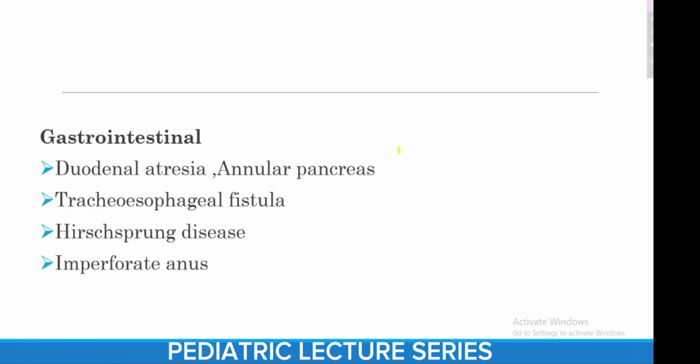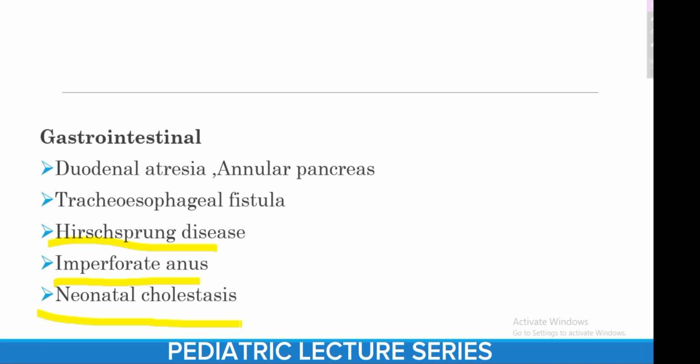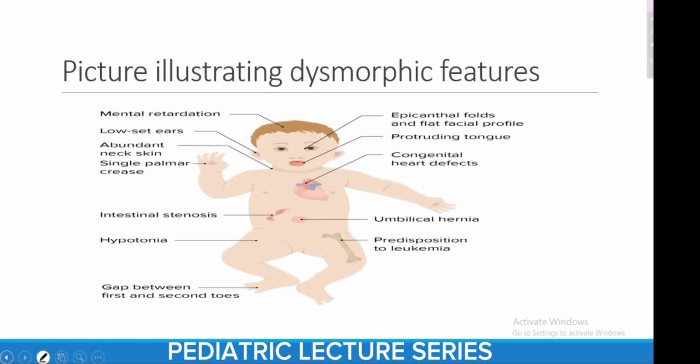And also the GIT is affected, and features can include duodenal atresia, annular pancreas, Hirschsprung's disease, imperforate anus, and neonatal cholestasis can be present in these patients. And all these features are also summarized in this diagram. Sometimes you might have umbilical hernia, sometimes hypotonia, low set ears.